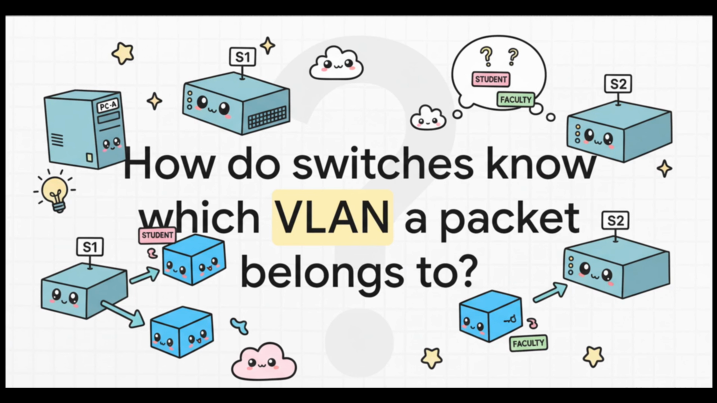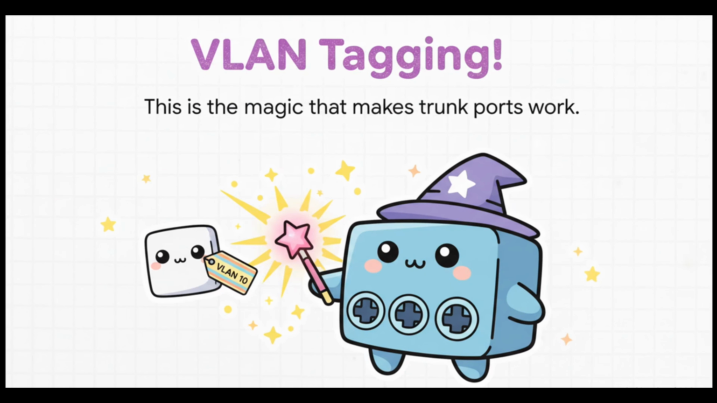Right, this is the critical question. When a little packet of data from PCA leaves the first switch and starts heading over to the second one, how does that second switch know that this packet is for the student VLAN and not the faculty VLAN? The answer is a really clever mechanism called VLAN tagging. This is the secret sauce that makes trunk ports work their magic.